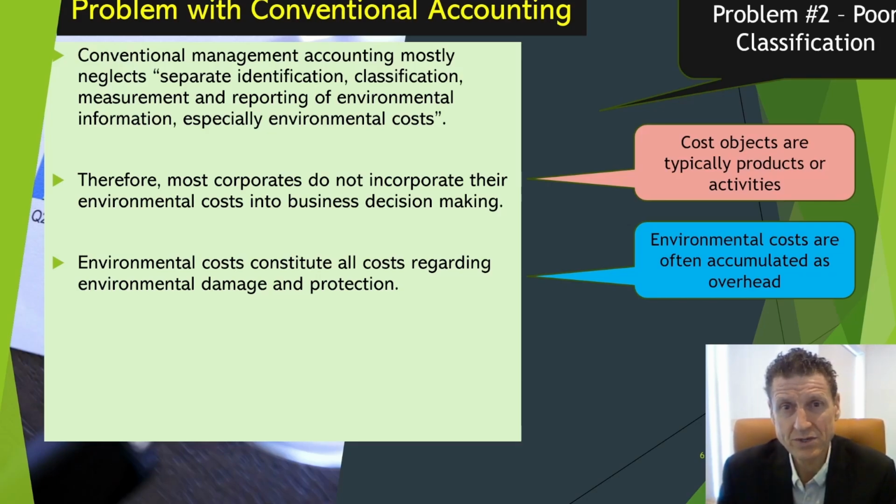But we need to do this in order to get much more finite attention on the decisions we are making on the manufacturing operations. And so typically environmental costs are accumulated as overhead, but we need to think of more creative ways to better allocate environmental costs to the value creating activities in the organization. And the value creating activities are the making of products, the providing of services.